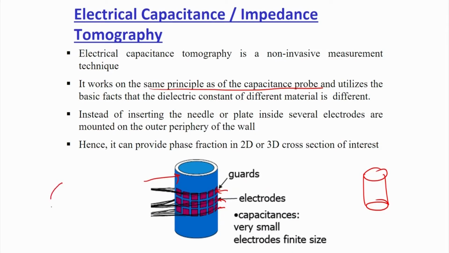Suppose I talk about a cross section, and these are all my electrodes which I am putting outside. Suppose I sensitize one probe, it will pass through all the others, and I will get the volume fraction for each line. Next time I sensitize this probe, and again I get the volume fraction for all these lines. In a similar way, you will get the volume fraction across all the pixels. You will form a complete picture and get the information pixel-wise. That is the way it works.